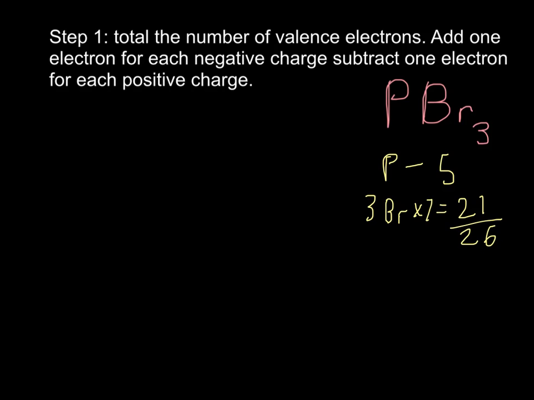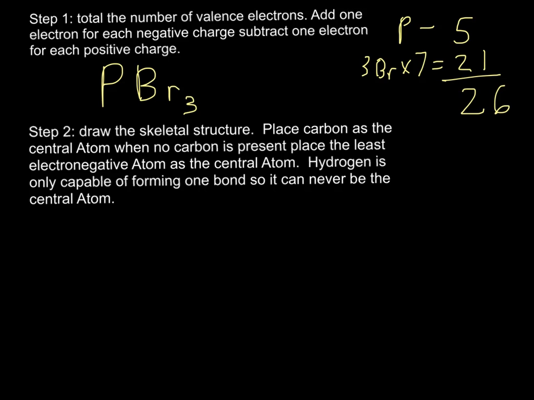The next thing I'm going to do is draw my skeletal structure. However, to draw my skeletal structure, I have to know who the central atom is. I don't have carbon, so that makes my decision a little bit harder. Now, the formal rule says that I'm going to place the least electronegative atom at the center of my molecule. In this case, phosphorus is my least electronegative atom.